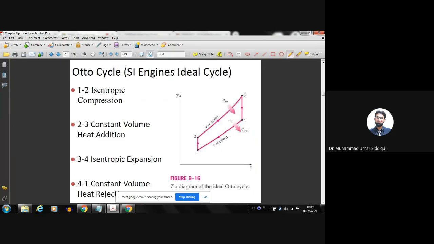Let's talk about the TS diagram for an ideal Otto cycle. When we draw the TS diagram, the compression is an isentropic process and the expansion is an isentropic process, so these two processes would be shown as vertical lines. And then we have two constant volume processes. First we have the compression 1 to 2, then we have the constant volume heat addition. So Qn is shown here. Then we have the expansion, and that will be isentropic, and then we have the constant volume heat rejection.